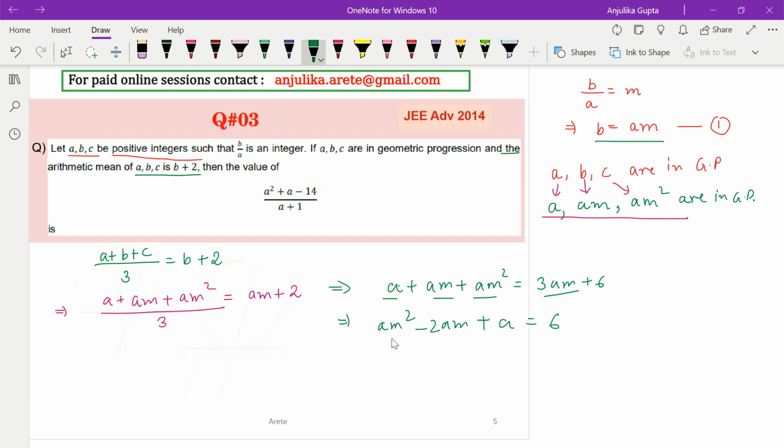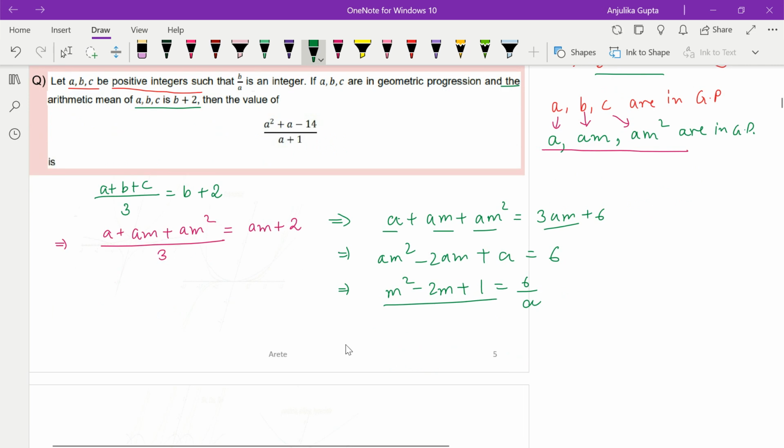So it's a quadratic in M, and A is common everywhere, so we can take that A out. In fact, we can divide by A. If you divide by A, this is what you get. Such a perfect thing, right? You already know M is an integer, and here you don't need to solve it because you know it's a perfect square. That is, M minus 1 whole square is 6 by A.